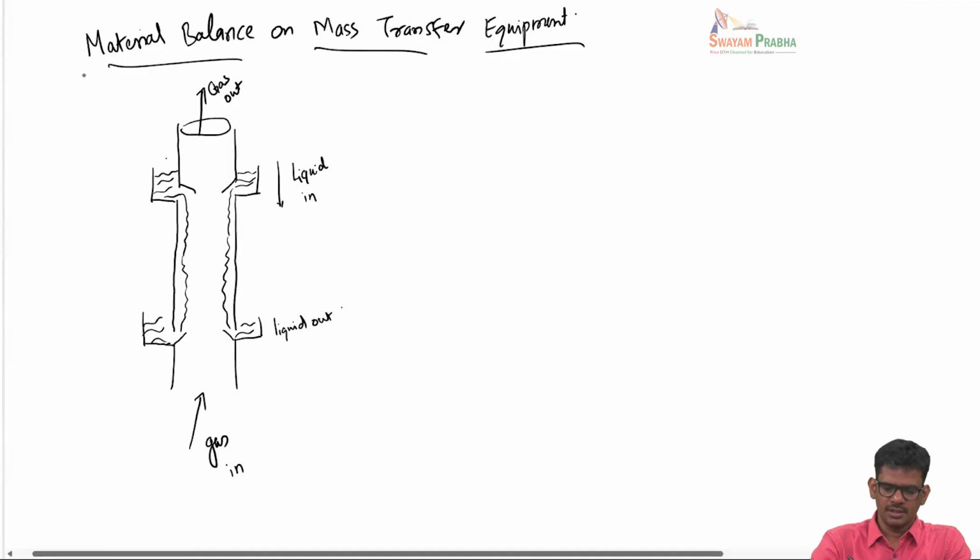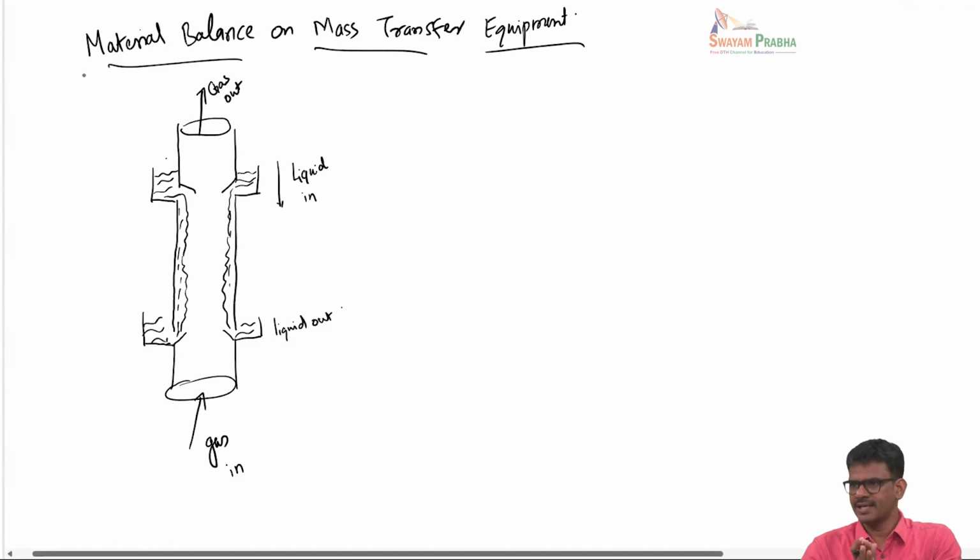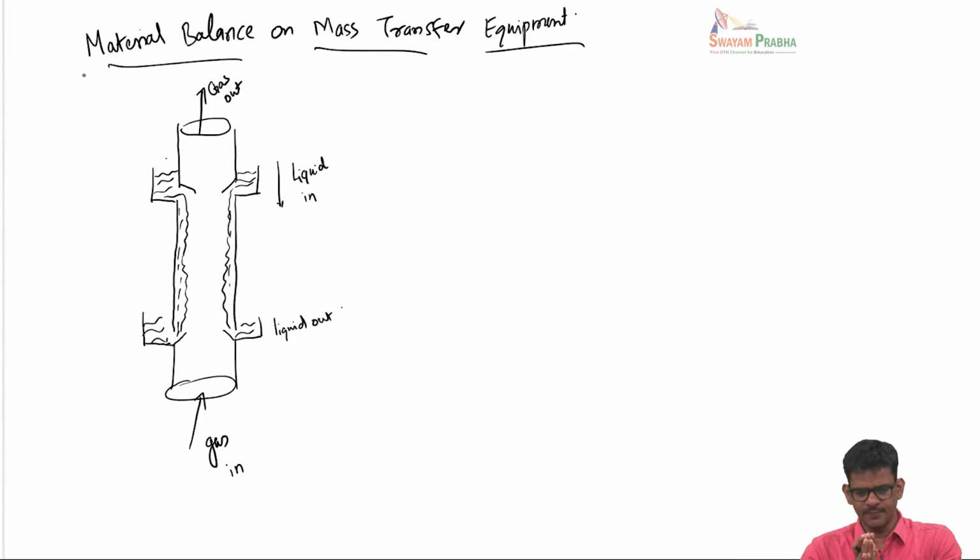Here the gas contains some solute. Again, you can take the example of an ammonia-air mixture as the gas phase. When it goes through the column, this ammonia is absorbed by the liquid water because of the close contact between the gas and liquid. This is something we have already seen. It's a very simple apparatus to study absorption.